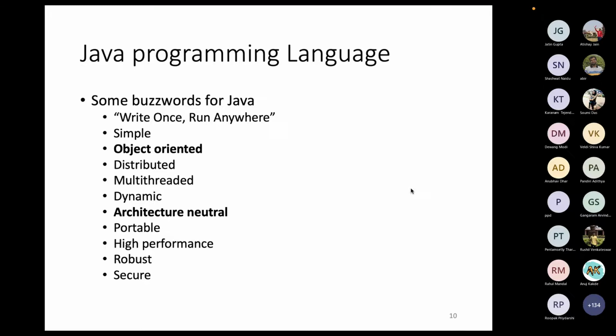So it is architecture neutral. It is portable. High performance, robust, secure. These are some of the other keywords. These are some of the settings where the Java programming language is used, and some of the reasons why it is popular.